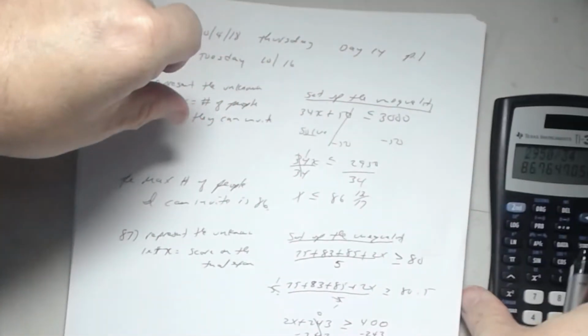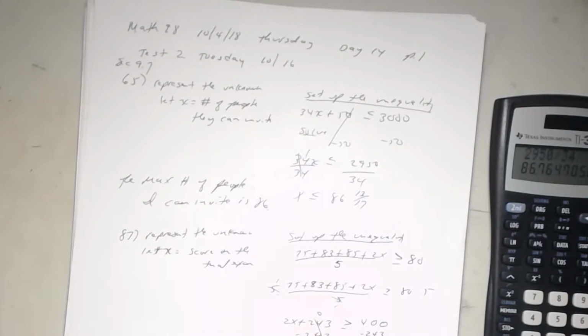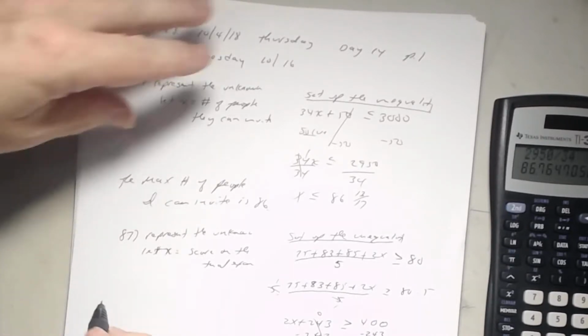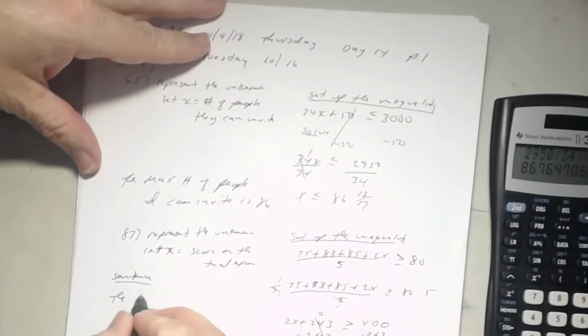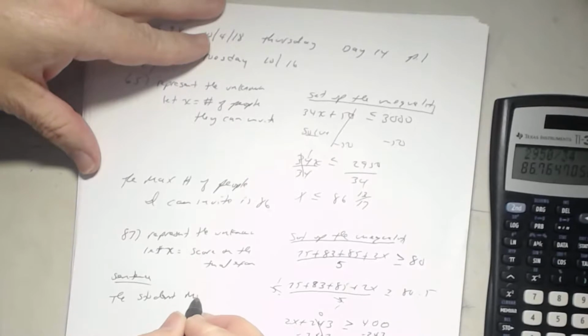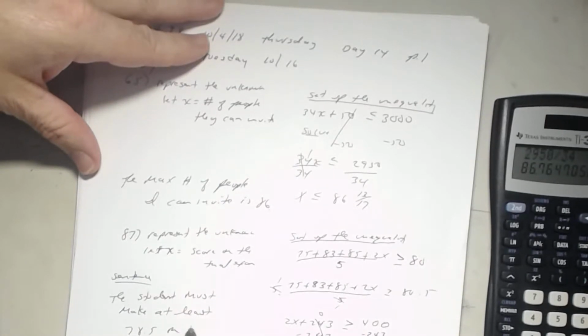All right, now let's answer the question. The question was this: what must a student make on that final exam to get a course grade that's 80 or bigger? Nothing less than 78.5. He must make at least a 78.5 on the final. So the student must make at least 78.5 on the final exam.